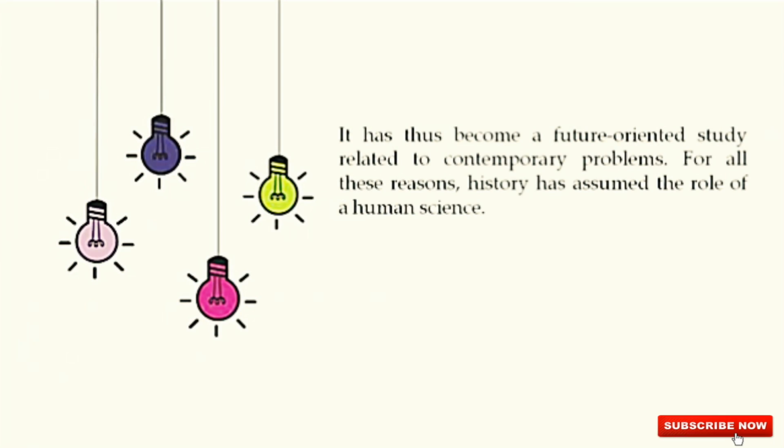It has thus become a future-oriented study related to contemporary problems. For all those reasons, history and social science has assumed the role of a human science. It has become a social science apart from the human science, the community science and the society science.